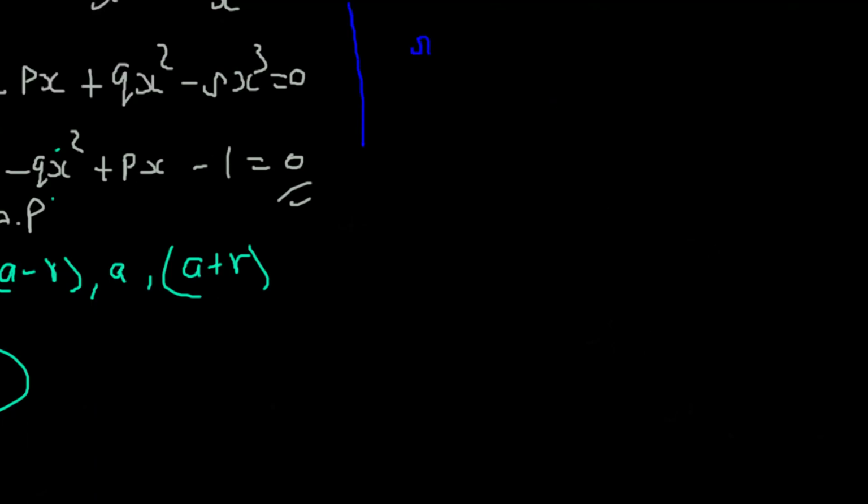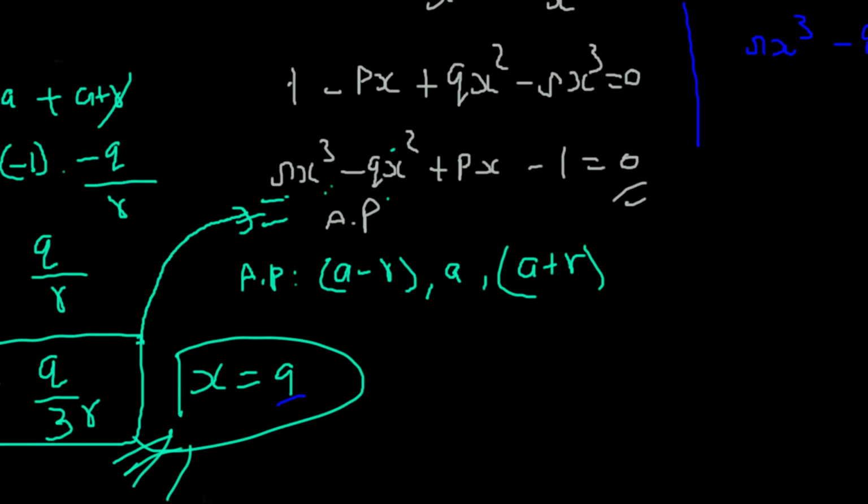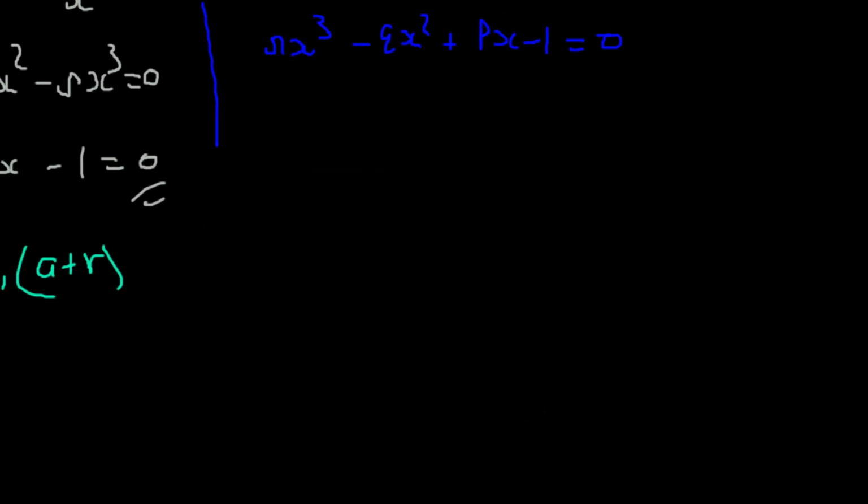Let's see. The equation is rx to the power 3 minus qx square plus px minus 1 equals 0. And the value of x here is q by 3r.